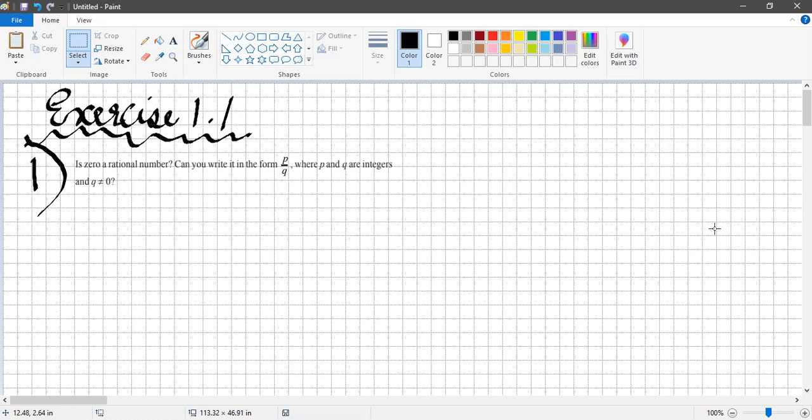This is Esther here. So today we're going to be solving exercise 1.1 from your NCERT textbook, chapter 1. This is for grade 9 students who are studying the CBSE syllabus.